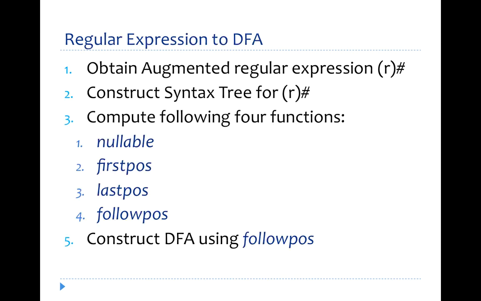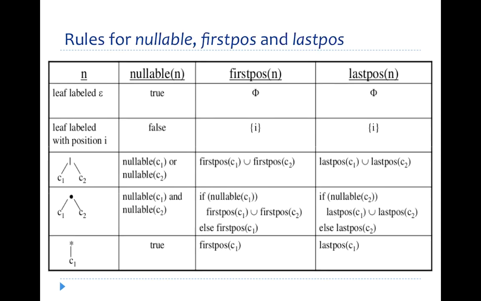The procedure for converting a regular expression to a DFA is: the first step is to obtain the augmented regular expression. The second step is to construct the syntax tree. Then compute the four functions, that is nullable, first position, last position and follow position, and then construct the DFA using follow position. The rules for constructing the first position and last position are listed here.